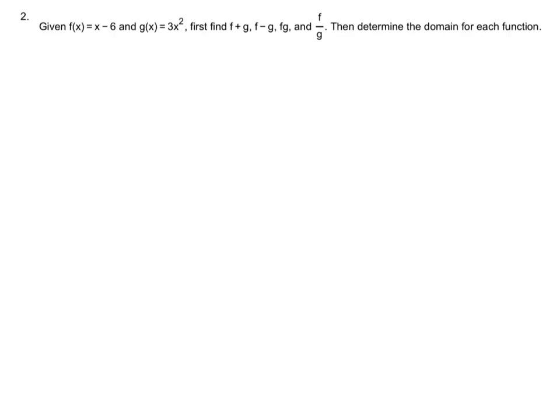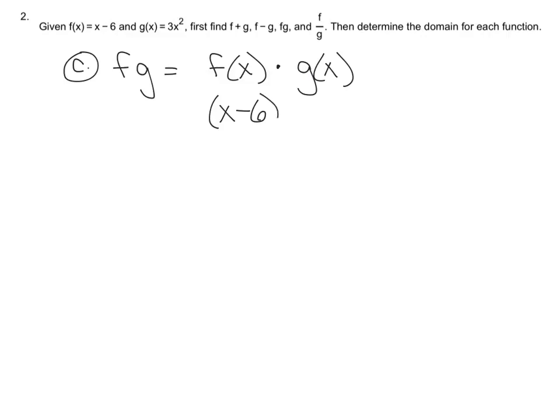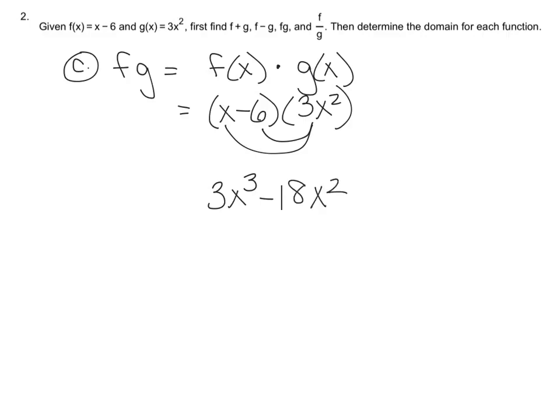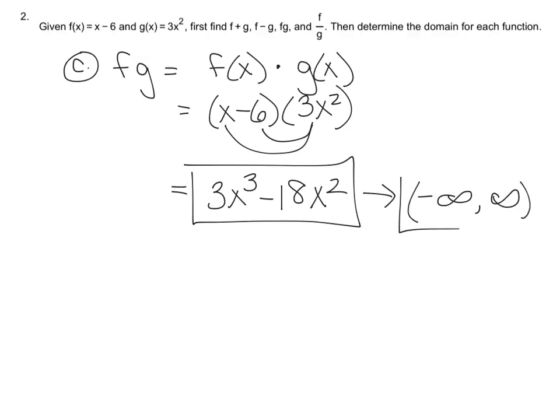Now I'm going to find f times g. That's the same as f of x times g of x. f of x is x minus 6, and g of x is 3x squared. So I'll distribute the 3x squared to each term in parentheses. So I get 3x cubed minus 18x squared. I can't combine any like terms, so this is my final answer. And again, I don't have any fractions or square roots, so I know the domain is negative infinity to positive infinity, or all real numbers.